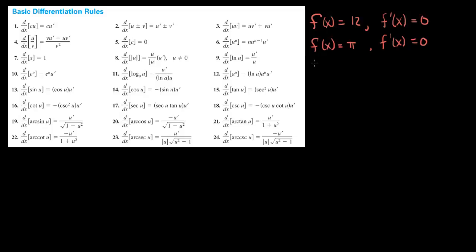Now here's one I put on a test one time. This really tripped people up. F of x equals e to the 5th power. Now, we are very used to seeing the function f of x equals e to the x. But what is e? Don't forget what e is. E is just a number.